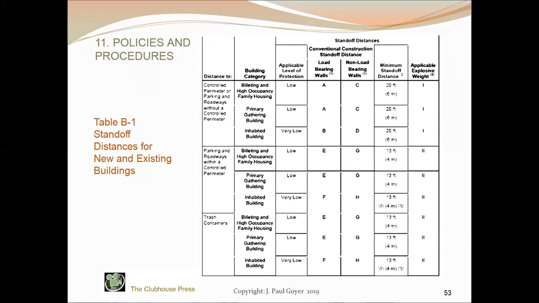And these standards define the level of protection that you should consider. It's indicated there: low, very low, etc. The load-bearing walls and the non-load-bearing walls, those are defined in the footnotes, the type A and C. Minimum standoff distance, again, still talking about the distance from the building to the controlled perimeter or fence, or the roadway and parking lot if you do not have a controlled perimeter. Minimum distance 20 feet. And these standards are based on an explosive weight of class one, big bomb, car bomb, and so on, through this table B1.